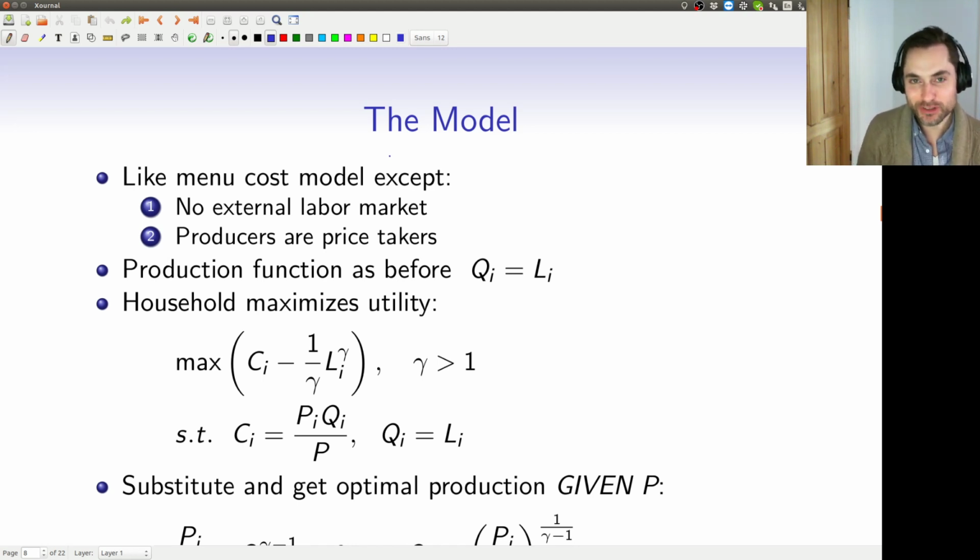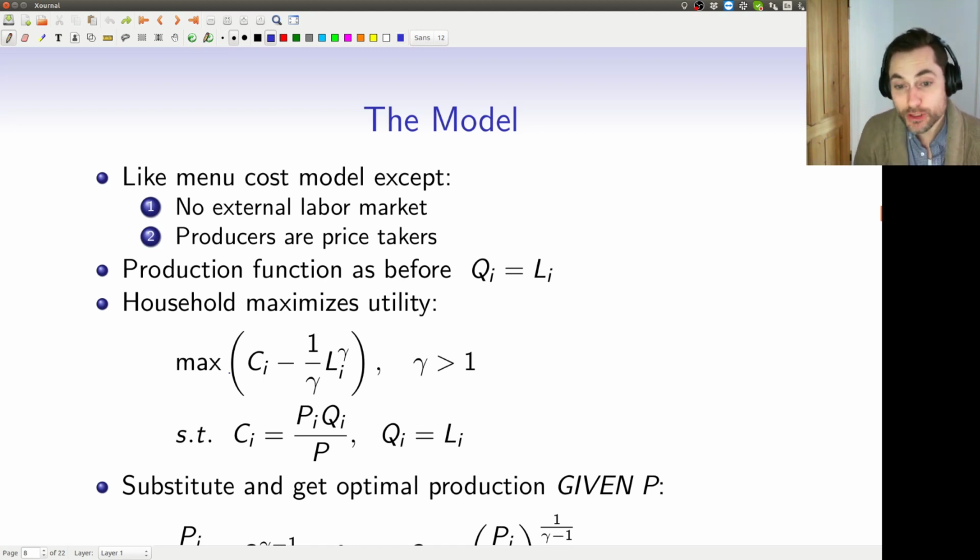Each producer is sort of only deciding how much this producer is going to work themselves. Okay. We're also going to assume that producers are price takers, right? So the producer knows the price for their own good. The only choice they have to make is how much labor do they want to supply, right? Production function is going to be just the same as in the other model, in the menu cost model. It's going to be one-to-one for labor to output.